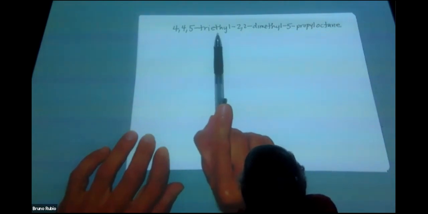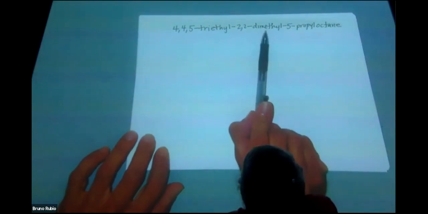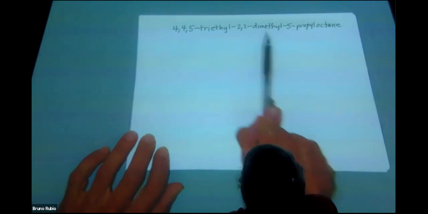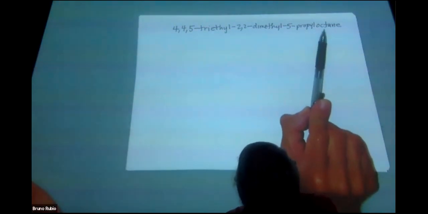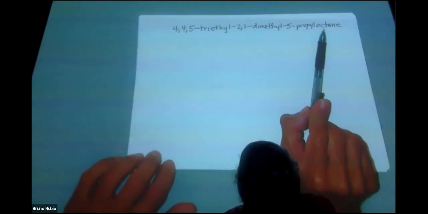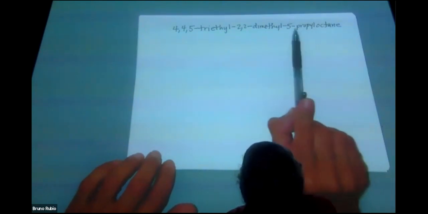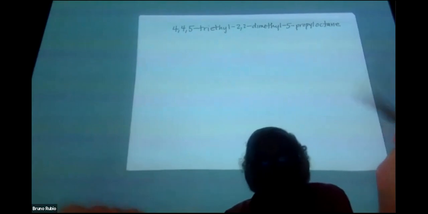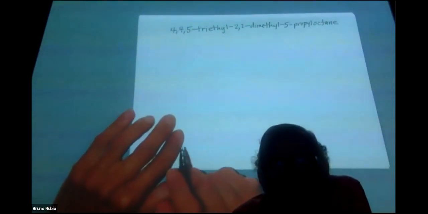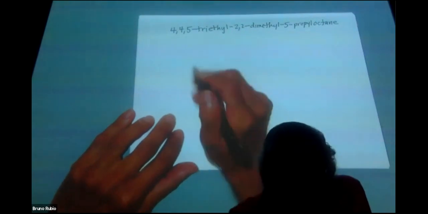That's not the last occurrence in the name of a parent syllable. Meth is a parent syllable. That's not the last occurrence. Prop is a parent syllable. That's not the last occurrence in the name. Oct, okay, that's a parent syllable. It's the last occurrence in the name of a parent syllable. And notice it doesn't immediately follow a replicating prefix or a number. So the parent is oct. Okay, so how many carbons does that mean? That means 8.